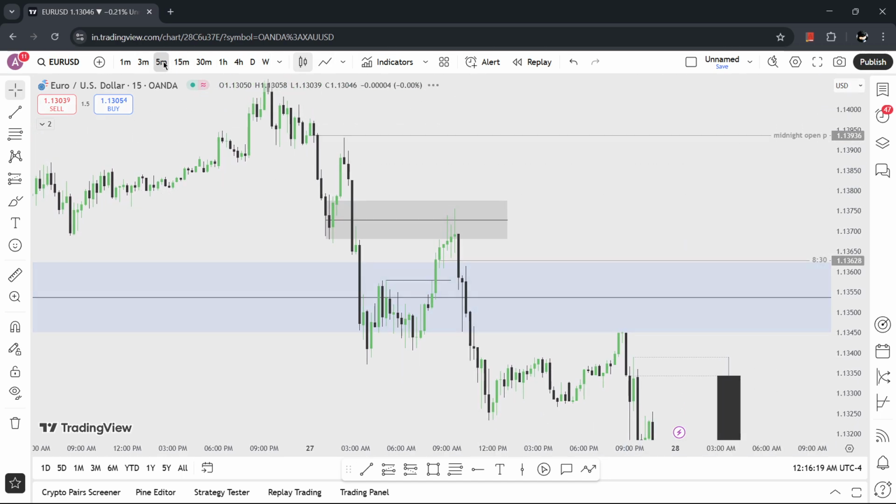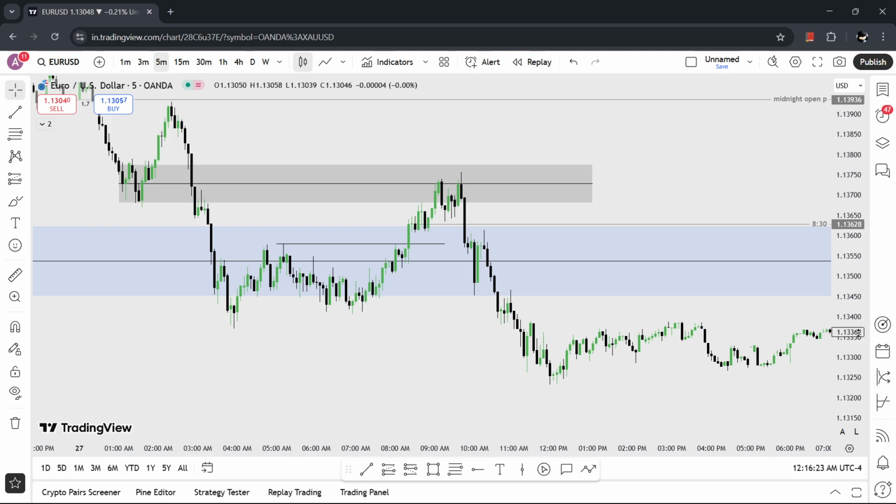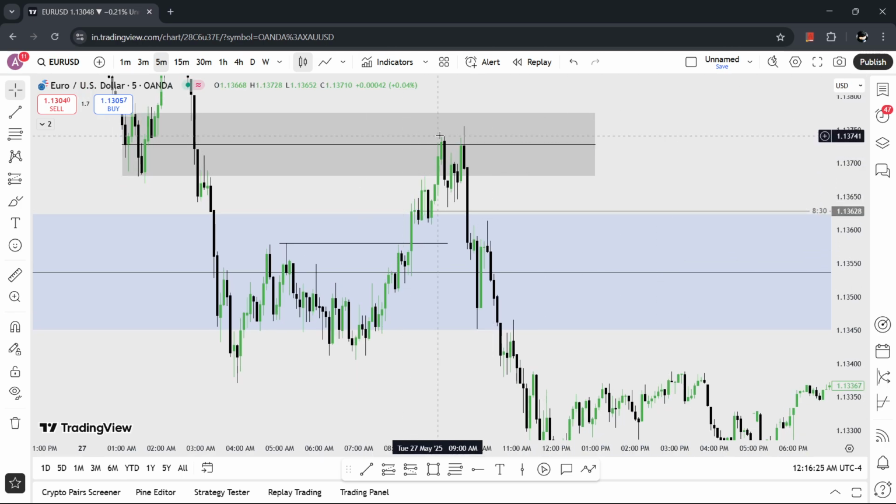Going to a 5 minute chart. Respected this fair value gap. Got around the midpoint of that 4 hour fair value gap. Given a structure shift. Structure shift. Gone below. Here is your first entry. Stop loss here. Before that's not going to work. That's not how you should take it.